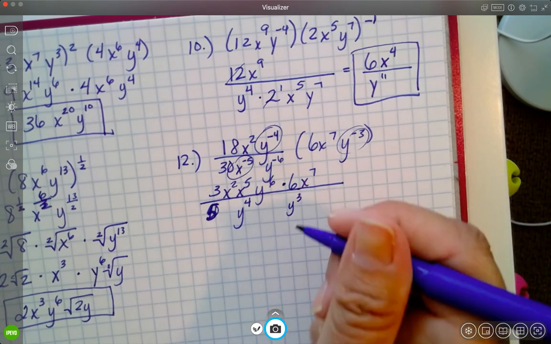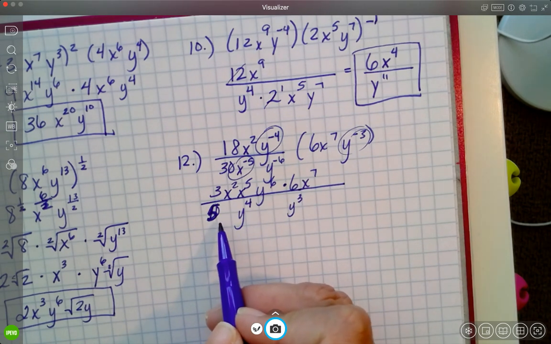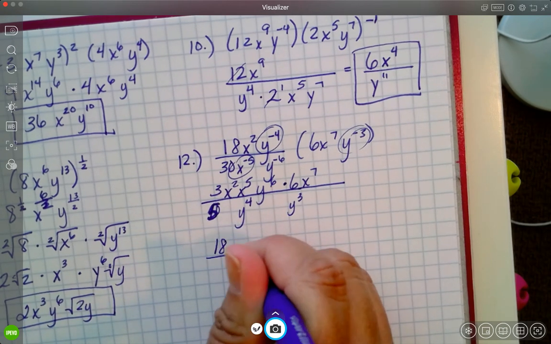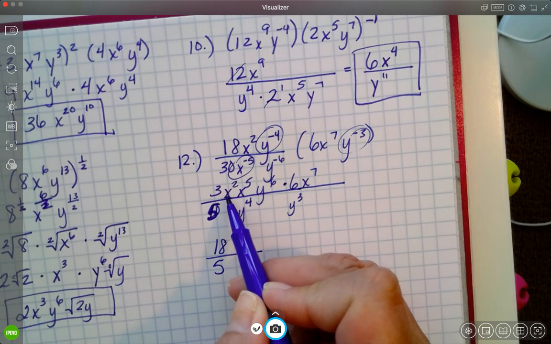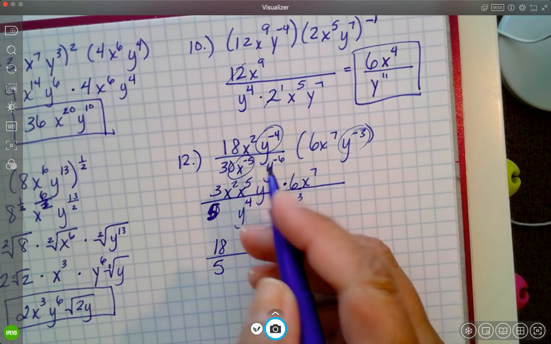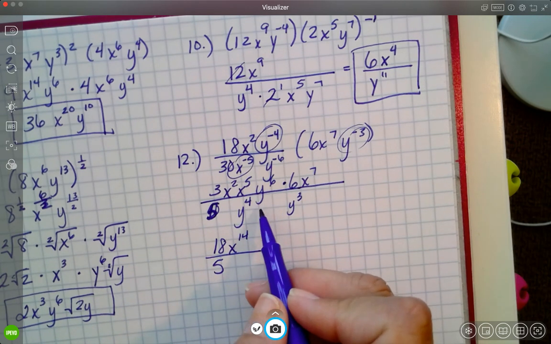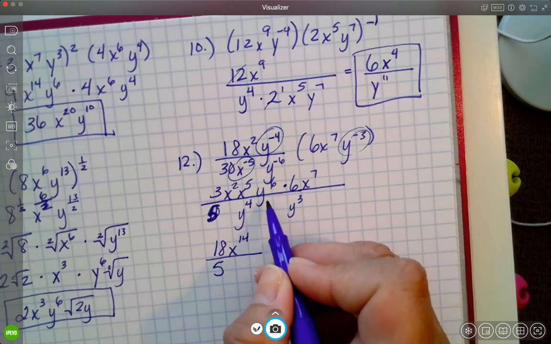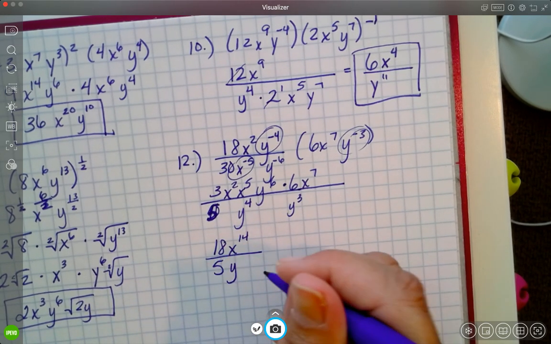All right, so now I have 3 times 6 over 5. So I have 18 on the top, 5 in the bottom. And then in the top, I have 7 x's plus 7 more, so it's x to the 14. And then in the bottom I have 7 y's, and in the top I have 6 y's. So I have one more y in the bottom, so it's just going to stay there.